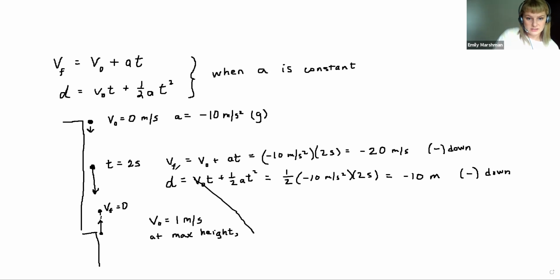The final velocity, okay, my cat just walked onto my desk. Sorry about that. Sorry. Let me get myself together here.